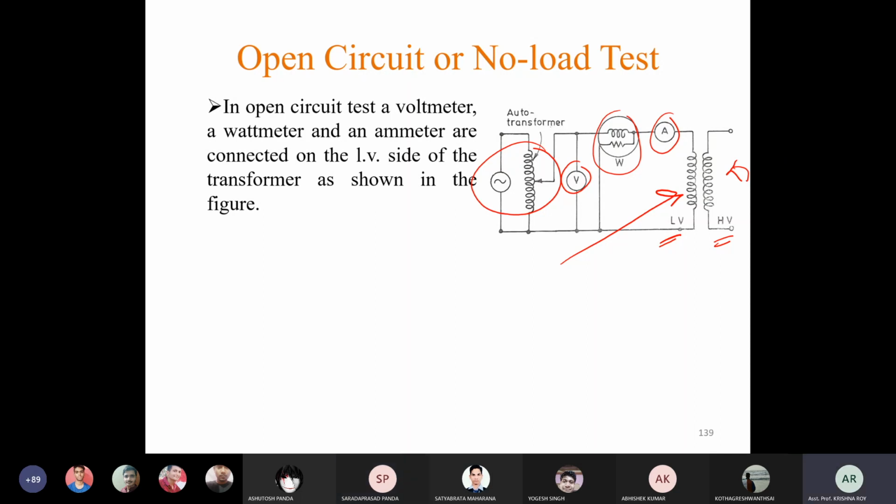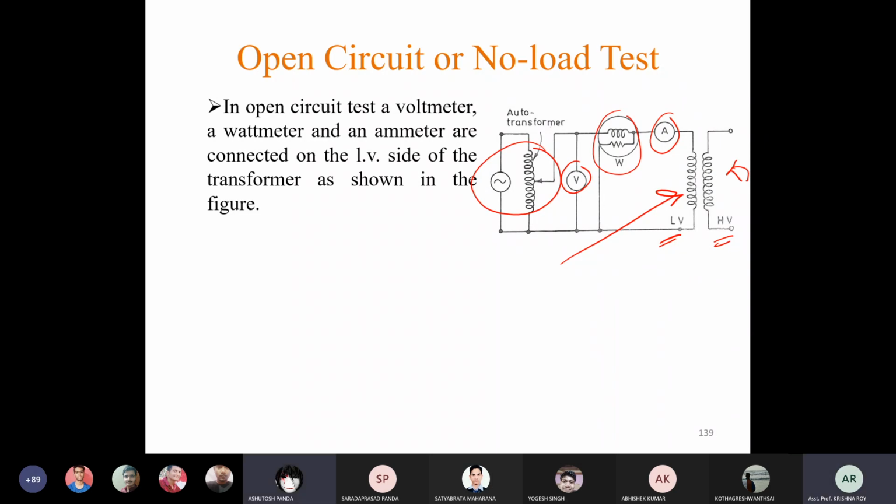Yes, sir. Now the question is why the open circuit test is performed on the low voltage side and the short circuit test is performed on the high voltage side. Why is it so? We can connect all these devices and the supply system to the high voltage side to perform the open circuit test, and vice versa. That means we can connect the measuring devices and supply system to the low voltage side to perform the short circuit test. But normally it is not done. Why is it so? That is the next question.